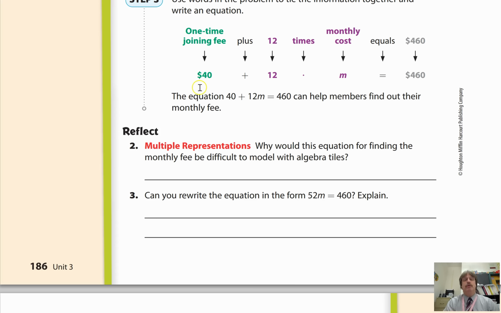Here's the one-time joining fee of $40 plus 12 times the cost per month, because we're trying to figure out what it's going to cost us each month, and we're going to pay a total of $460. So now we go ahead and write the equation: 40 plus 12m equals 460. The more you practice this, the better you'll get at it.